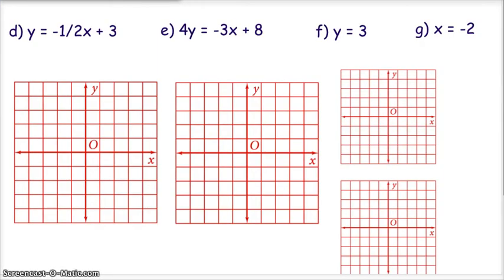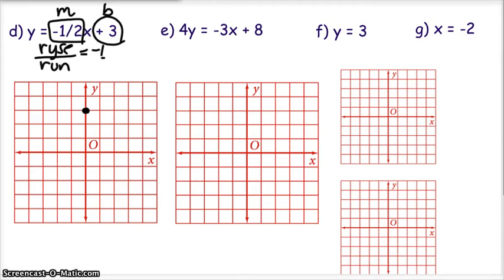Letter D is already in slope-intercept form. So I'm going to identify my m value for my slope and my b value, which is the y-intercept. I begin with b, and then I move with m. Because rise over run is a fraction, this is telling me to go down 1 over 2, a positive value, 1, 2. Down 1 over 2, and I can go the other way as well.